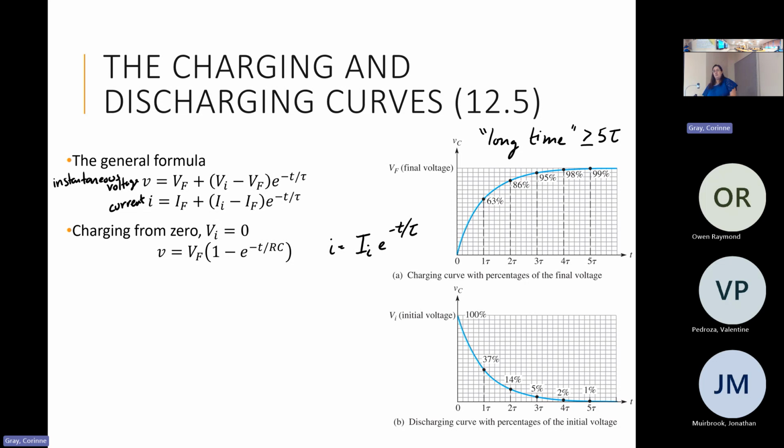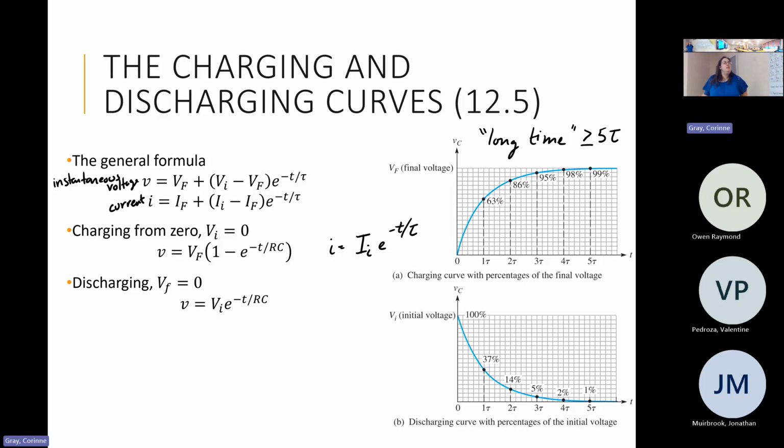If we're discharging, what should our final voltage value be? Our final voltage value would be 0, which means I would plug in 0 here and 0 here. And so that's going to get me my other equation. It looks like this. Again, this is for voltage. The instantaneous voltage when we're discharging is equal to the initial value times e to the minus t divided by tau.